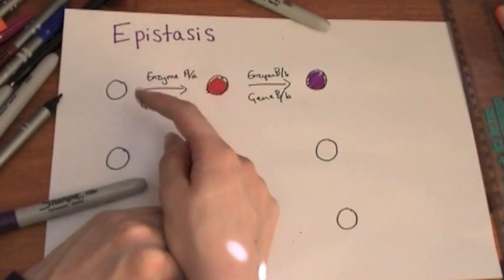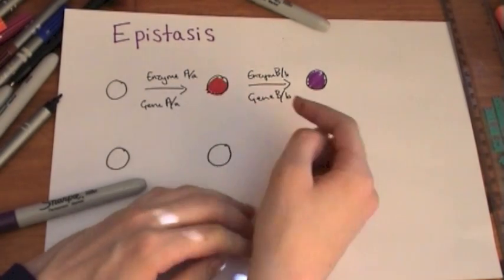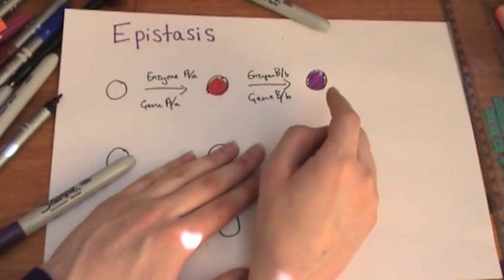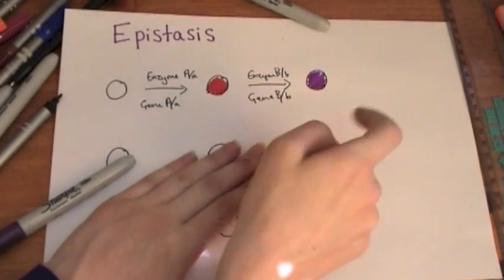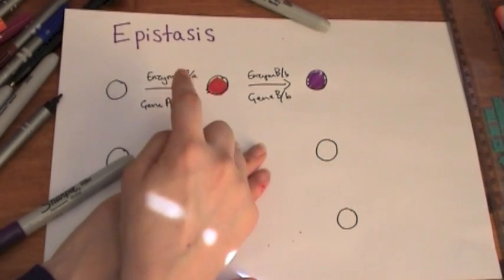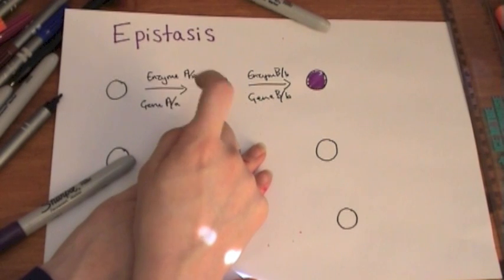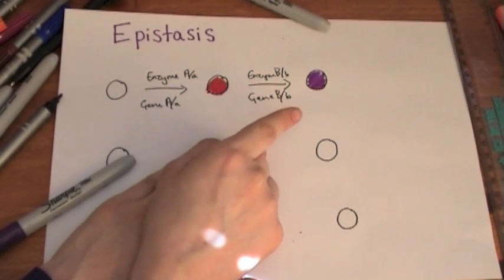Now if we have a non-functional enzyme here, this can't be converted to red, and so whatever allele we have at this one doesn't make a difference, because we can't ever get to the stage where this becomes important. So this gene is epistatic to that one, because whatever allele is at this locus determines whether this one will be expressed or not.